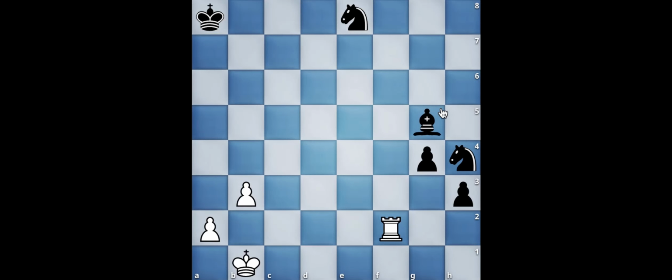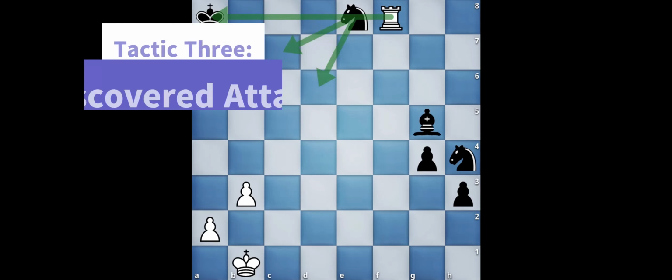Finally, I'll show you another absolute pin. If I move my rook into this square right here, I am pinning this knight right here from moving. This knight cannot move to any square because doing so would allow me to then capture the king. Let's move on to the final tactic.